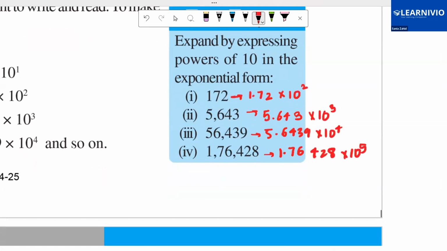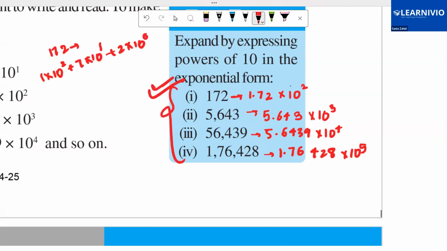Yes, ma'am. But ma'am, it said to expand. Oh, it was expand. Yes, ma'am. Oh, my mistake. So expand, I think you must know, like 172 can be written as 1 into 10 to the power 2 plus 7 into 10 to the power 1 plus 2 into 10 to the power 0. Right? So these questions I'll give you as homework for expansion.